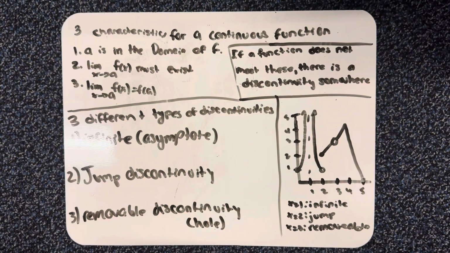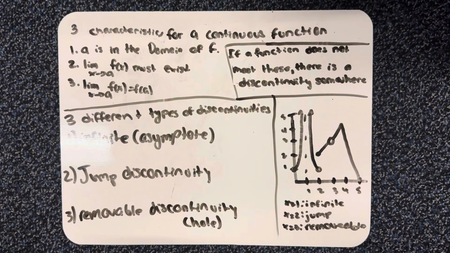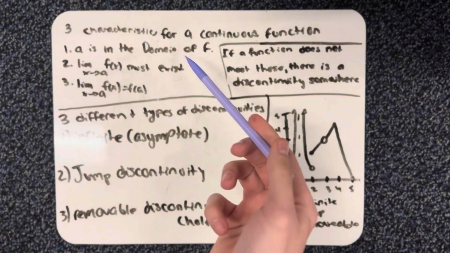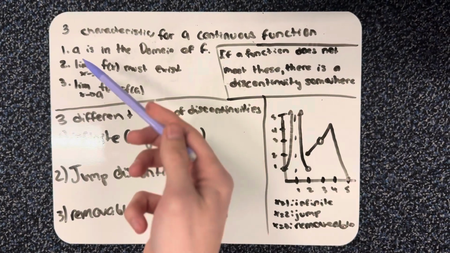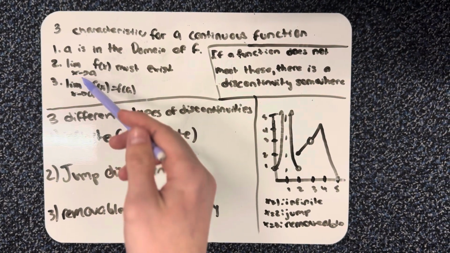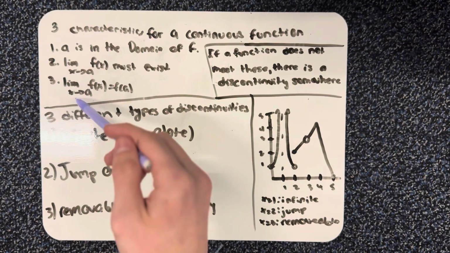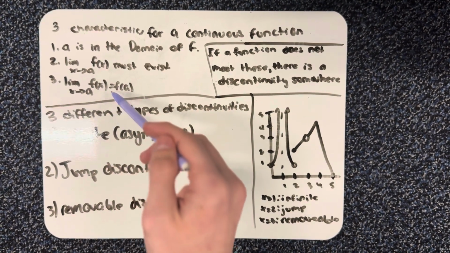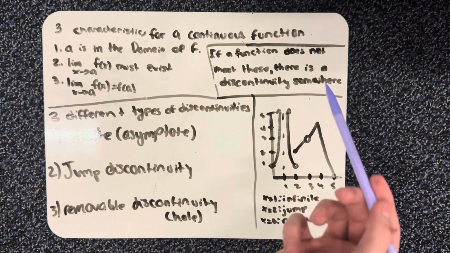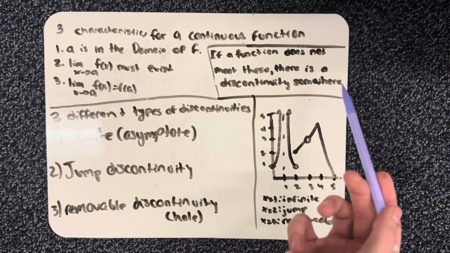In order to understand if and where a function would have a discontinuity, we first have to know when a function would be continuous. The three characteristics of a continuous function are: 1, a is in the domain of f; 2, the limit as x approaches a of f of x must exist; and 3, the limit as x approaches a of f of x must equal f of a. If a function does not meet these requirements, there is a discontinuity somewhere in the function.